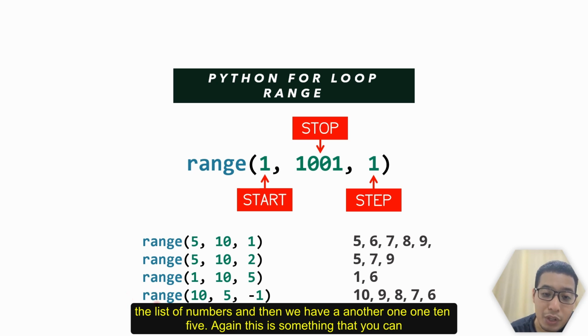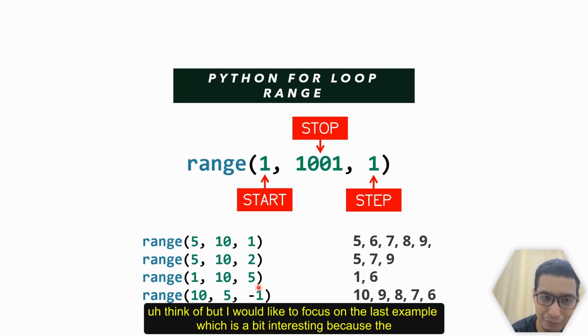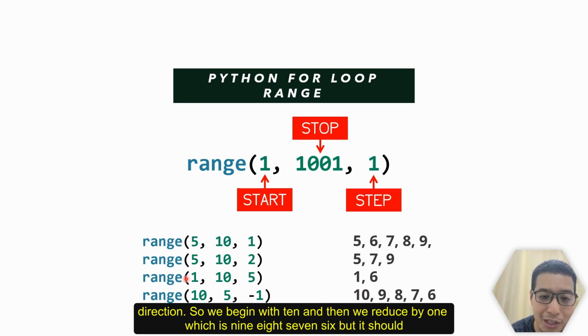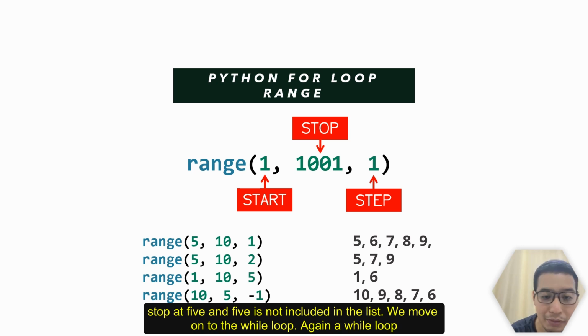And then we have another one, 1, 10, 5. Again, this is something that you can think of. But I would like to focus on the last example, which is a bit interesting because the interval is -1. So it means that the sequence is decreasing, which is in the reverse direction. We begin with 10, and then we reduce by 1, which is 9, 8, 7, 6. But it should stop at 5, and 5 is not included in the list.